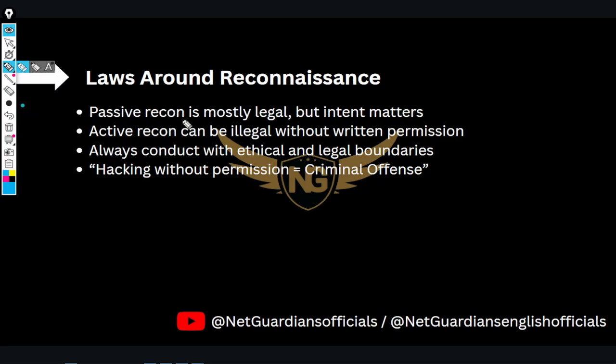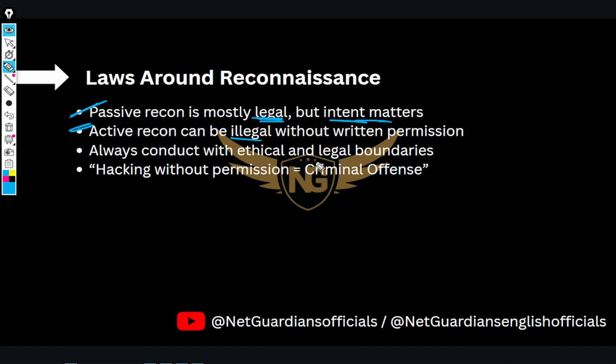Okay, now laws. Let's see some laws for reconnaissance or footprinting. Basically, if you are doing passive recon, it's mostly legal. But intentions matter. If you have a clean intention, if you are just performing it to learn, then it's fine. But if you have a bad intention, it may cause you some harm. Now, active recon can be illegal without written permission.